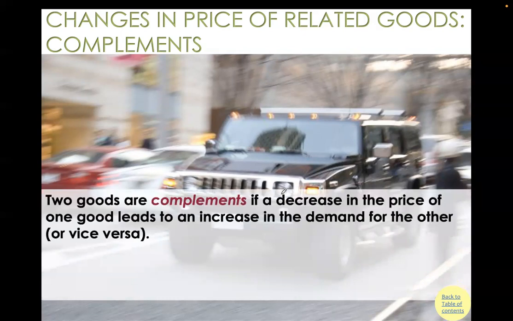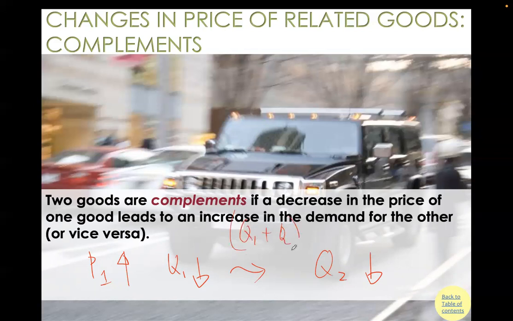Two goods are complements if the P1 increases, it's going to lead to Q2 decreasing. Okay, so what's the logic? The logic is, P1 increasing leads to Q1 decreasing. But different from substitutes, let me write down substitutes: what we care about is Q1 plus Q2, because they are substitutes for each other.